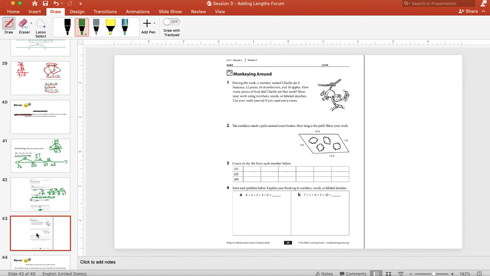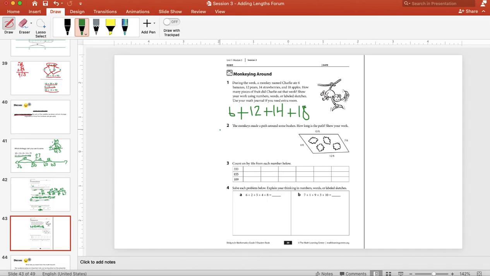For page 20, this is called Monkeying Around. Number 1 says, during the week, a monkey named Charlie ate 6 bananas, 12 pears, 14 strawberries, and 18 apples. How many pieces of fruit did Charlie eat that week? So you have to add for this one: 6 plus 12 plus 14 plus 18. So definitely group up some numbers there to solve your answer.